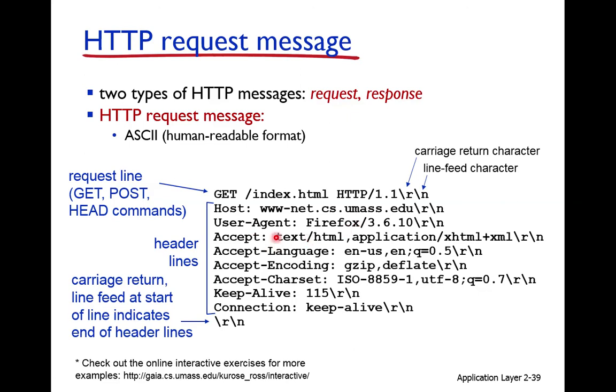Accept, that is what kind of file it can accept, text and HTML. Accept-Language, it can accept English, US version or UK version. Okay, international version. Okay, Accept-Encoding. So all these things are available in the HTTP RFC.